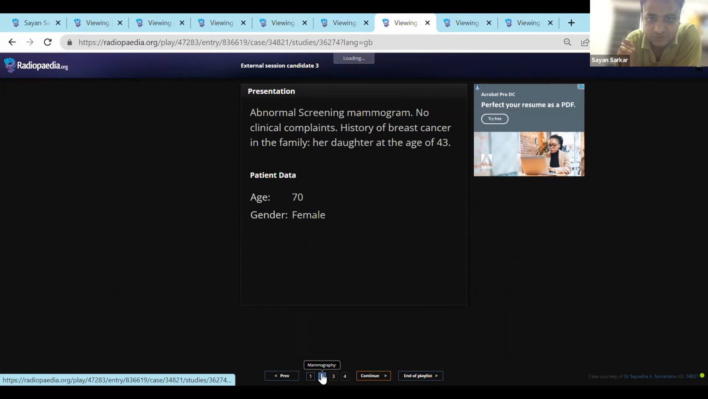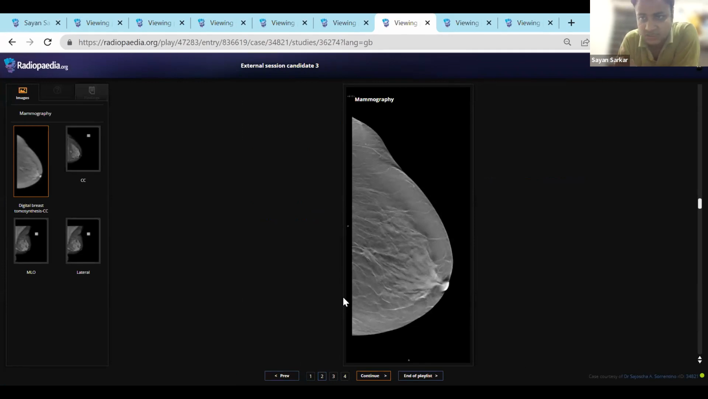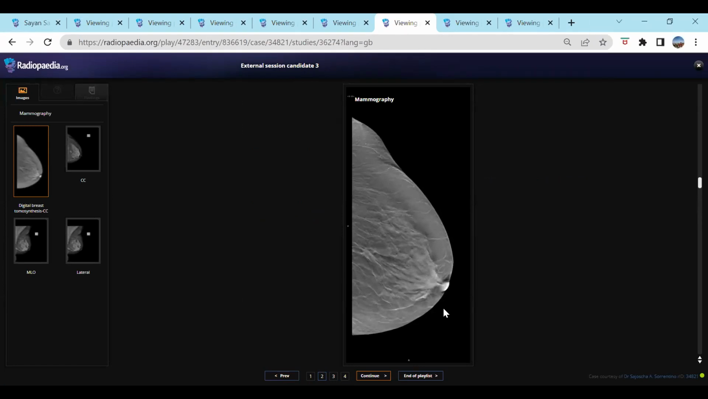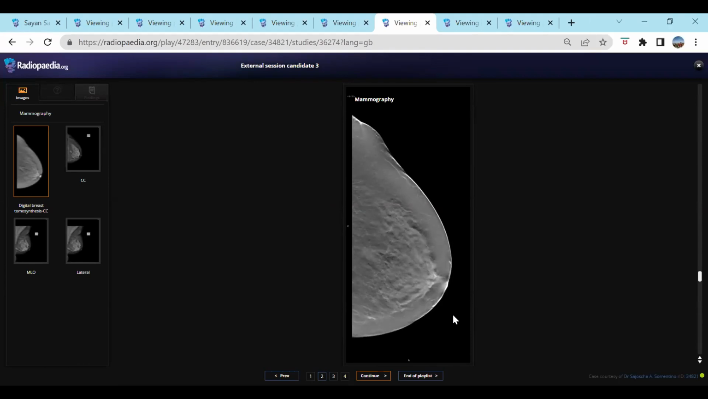So it's a screening mammogram, and I just wanted to see the images. You can see whichever image. This is the last case. This is a good case, so I want to do it properly. Okay, so this is breast tomosynthesis. I'm looking at the craniocaudal projection. I'm not able to scroll. Okay, it's tomosynthesis, right? Yeah, it's tomosynthesis.